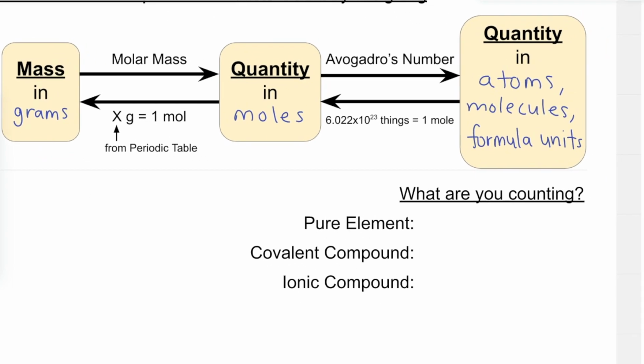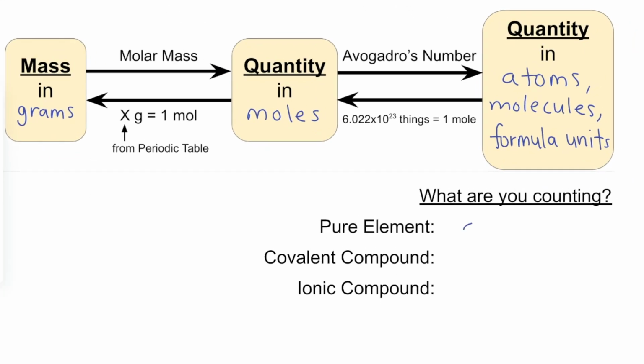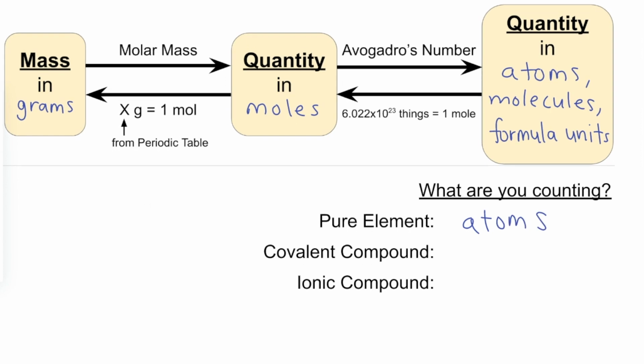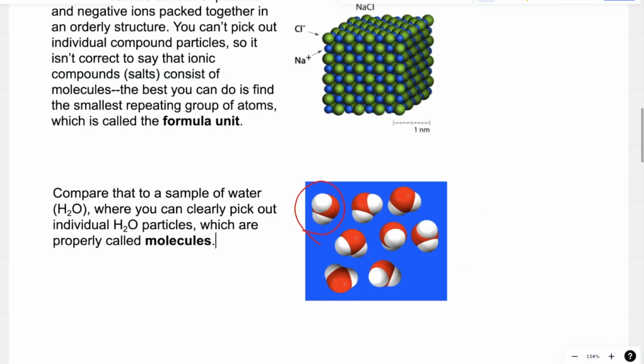What you're actually counting depends on the sample. If you have a pure unbonded element, you're counting atoms. If you have a covalent compound, something covalently joined with shared electrons, you're counting molecules. And for ionic compounds, which are not made of molecules, you're counting formula units. It's a subtle distinction, but it is important.